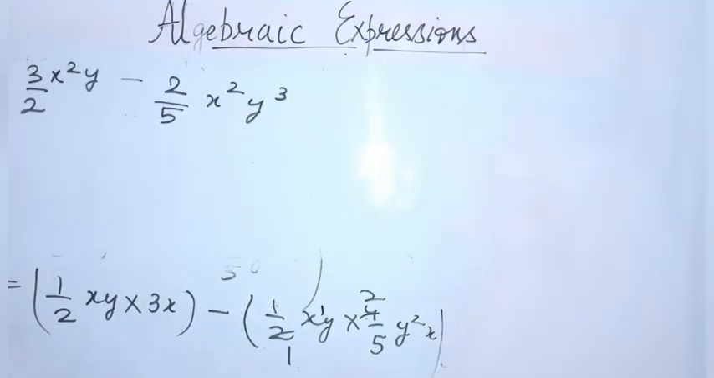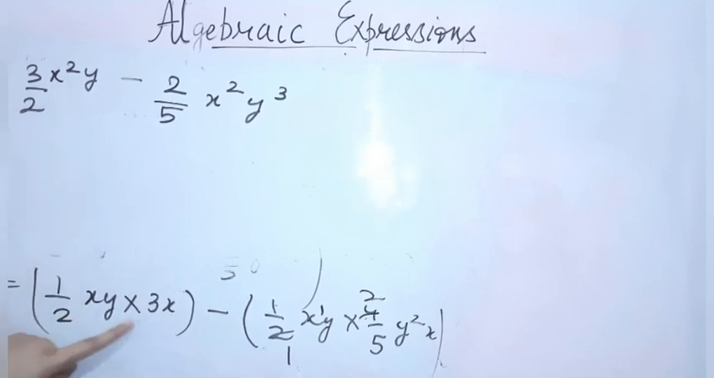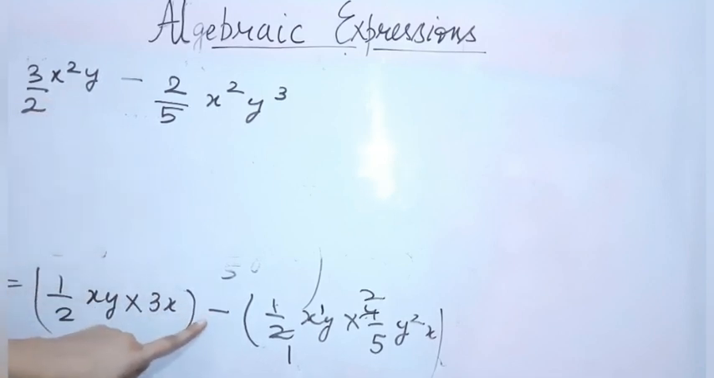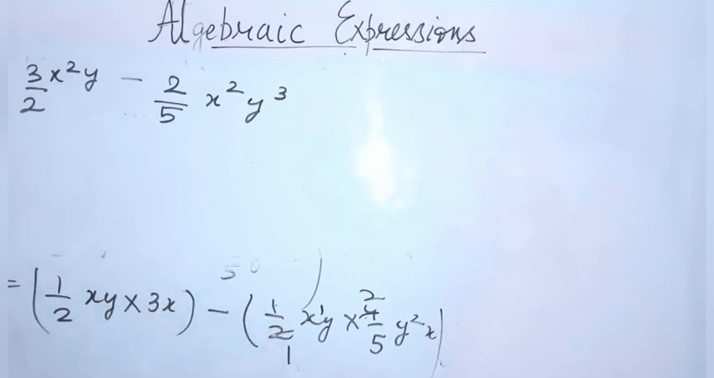Okay students, so I have multiplied 1 upon 2xy by 3x, which is 3 upon 2, because we cannot reduce anything from here. It will be 3 by 2. x multiplied by x will be x square, and there was only 1 y, so only 1 y is written. Now negative sign, 1 by 2xy multiplied by 4 by 5y square x.